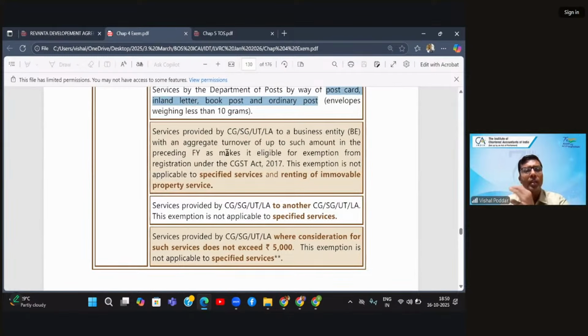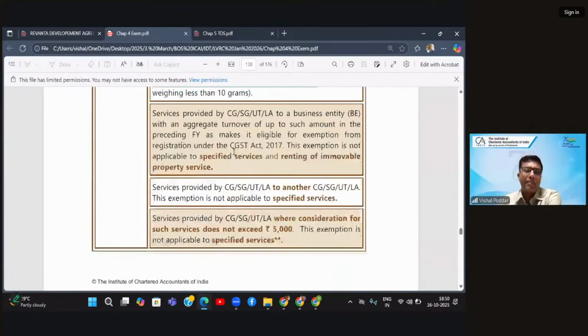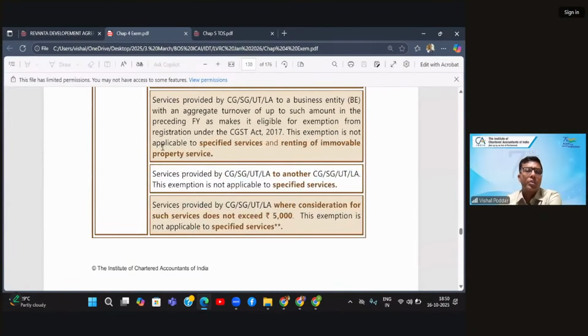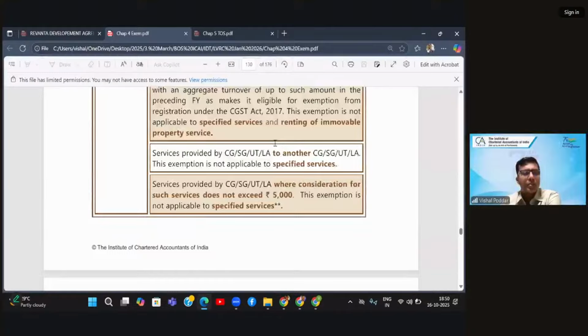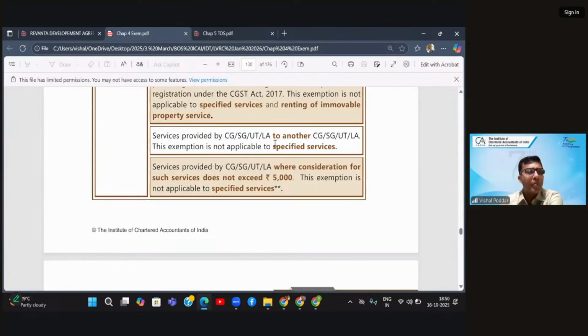In other words, what is taxable? Where the government is providing services to large business entities. Who are large business entities? Whose turnover cross the exemption limit of 20 lakhs, 40 lakhs. So if you are a large business entity, then services provided by government to you will be taxable. However, this exemption is not applicable to specified services and renting of immovable properties. Specified services and renting of immovable properties in any case is always always taxable.